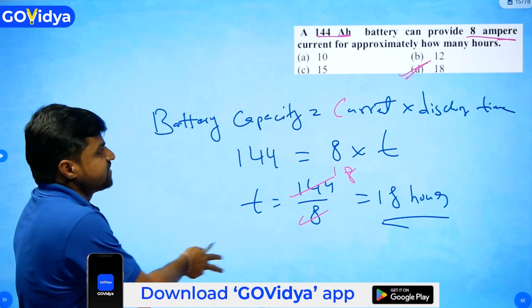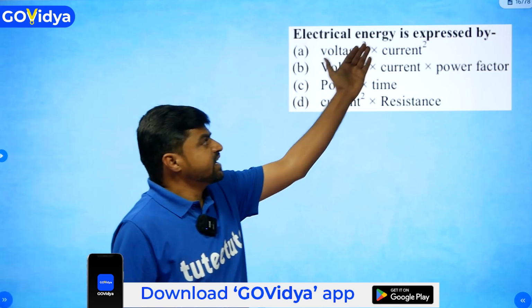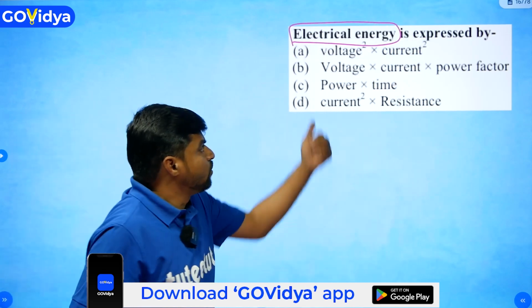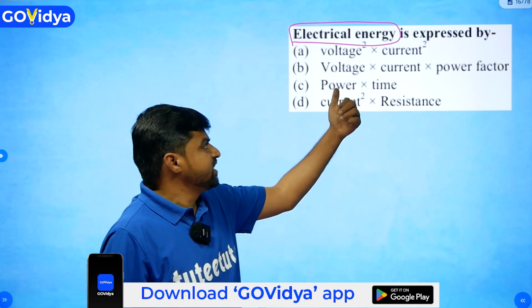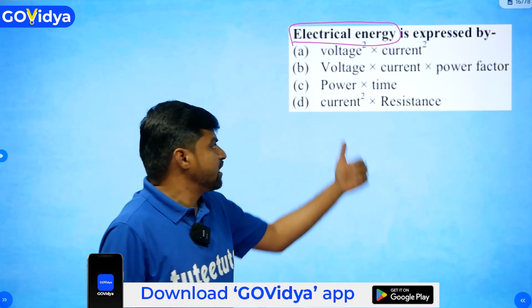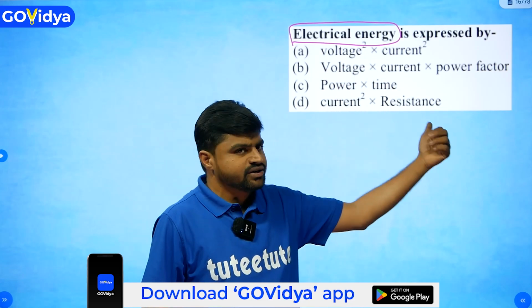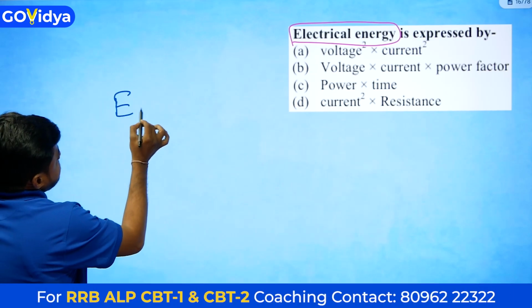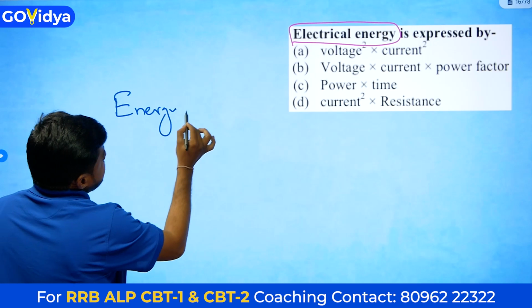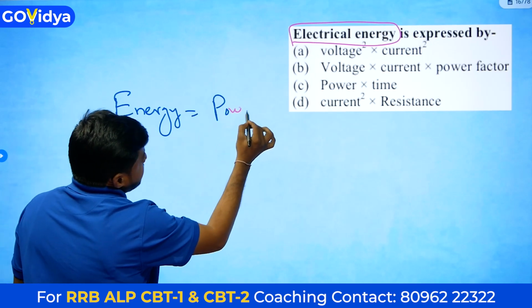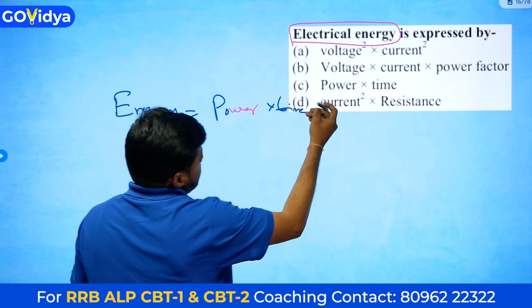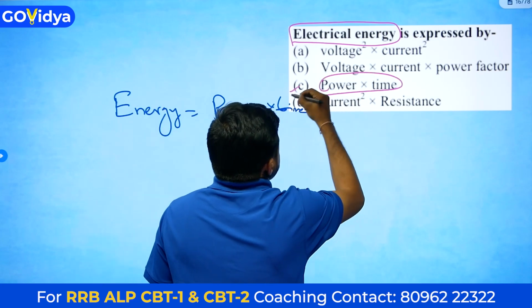Next question. The electrical energy is expressed in voltage square into current square, voltage into current into power factor, or power into time, or current square into resistance. Energy is equal to power into time. From the options, option C is the correct answer.